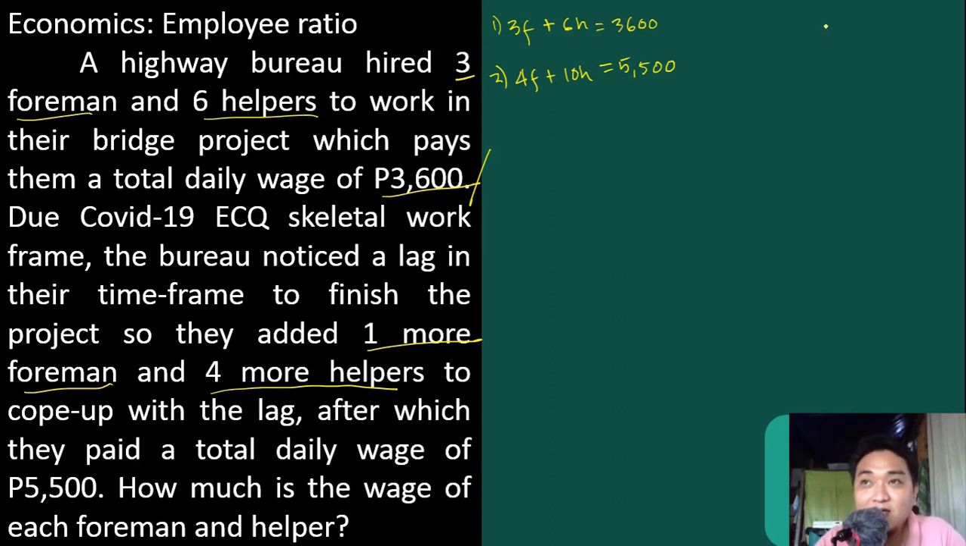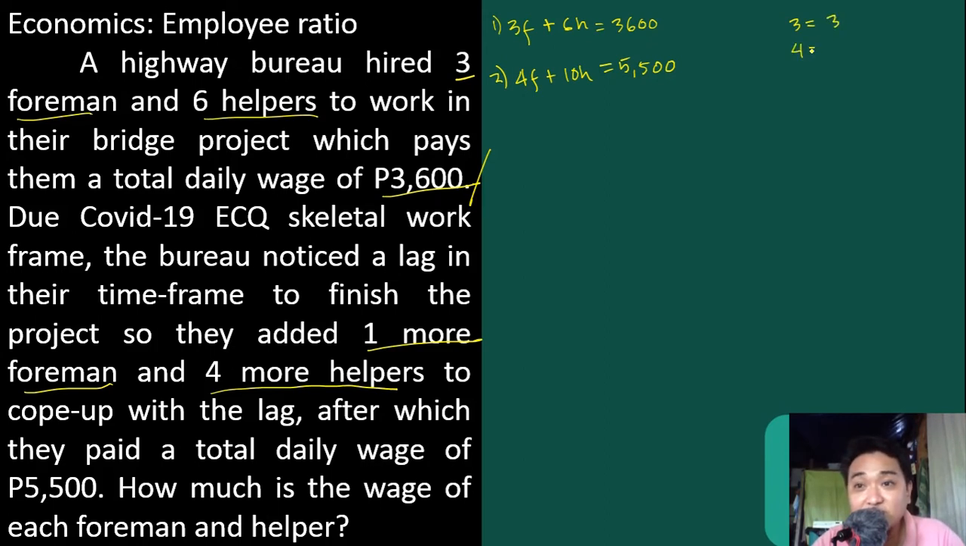Simple lang po. Kailangan kunin natin yung tinatawag na greatest common factor. Kung naalala nyo po, when you are solving fractions, ang kinukuha natin is LCD. Si GCF tsaka si LCD, pareho lang sila ng sense. So, to get the GCF of 3 and 4, so we factor 3. Actually, wala naman siyang factor maliban sa 3 times 1, kasi prime number siya. So, let us just put there 3.